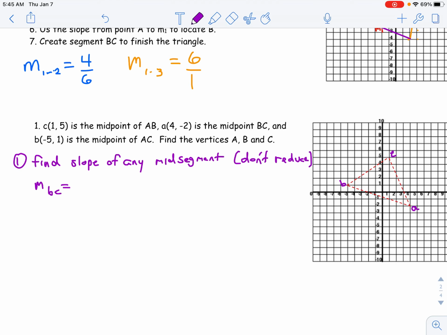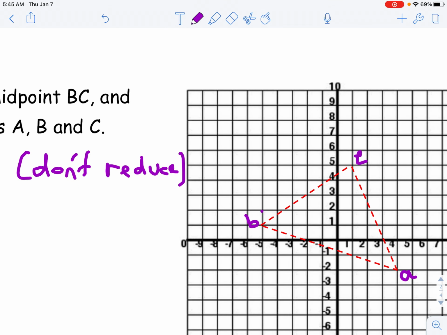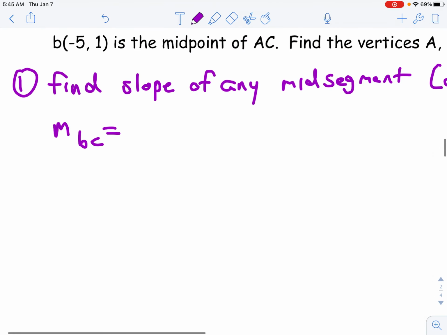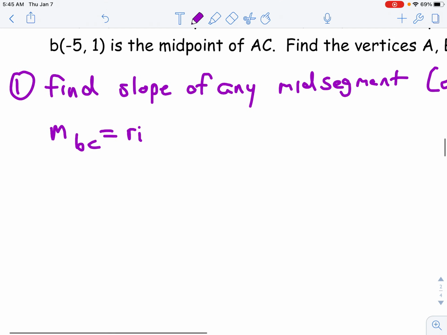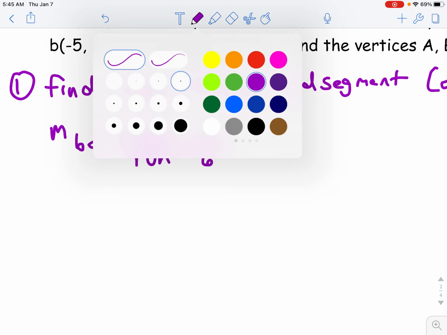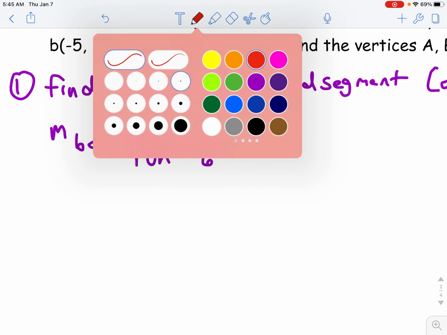So the slope of BC is up 1, 2, 3, 4, 1, 2, 3, 4, 5, 6. Oh, we saw that last time, right? So it's a rise. Remember, slope is always rise over run, and it's going to be 4 over 6, and we don't reduce. All right. Now, what am I going to do with this?